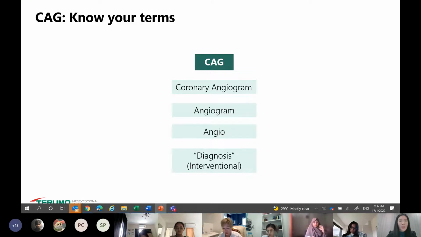Basically, what I have still for you is the CAG procedure and the PCI procedure. I will start with the CAG procedure. So I think in the general procedure, you have seen this a little. And what I refer to as CAG is basically the short form for coronary angiogram, also known as angiogram or angio, or sometimes they call it diagnosis.